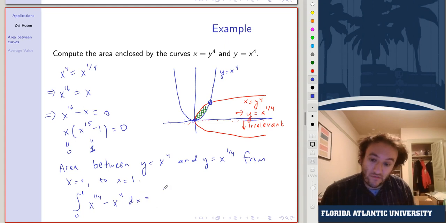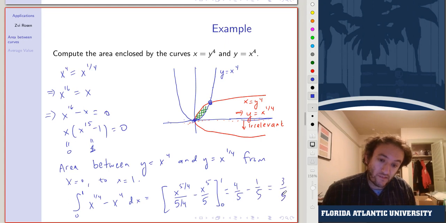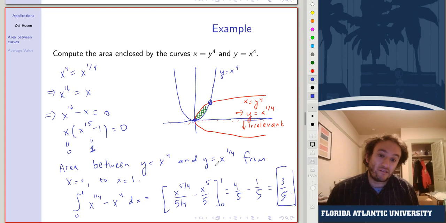And then we apply the power rule to solve. X to the 5/4 divided by 5/4 minus x to the 5th over 5 from 0 to 1. And this is equal to 4/5 minus 1/5, or 3/5. Okay, and this is the area that we were looking for. So what we did again to get this answer was we drew both curves, we found our intersection points, and then we plugged it into the formula that we were familiar with.